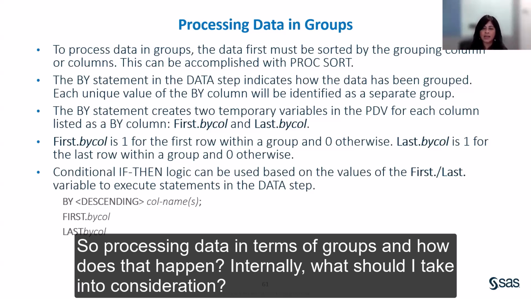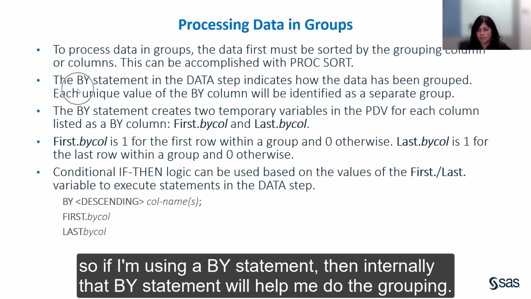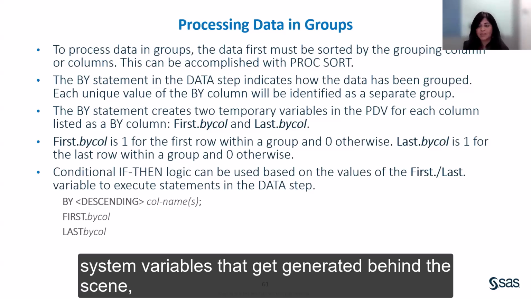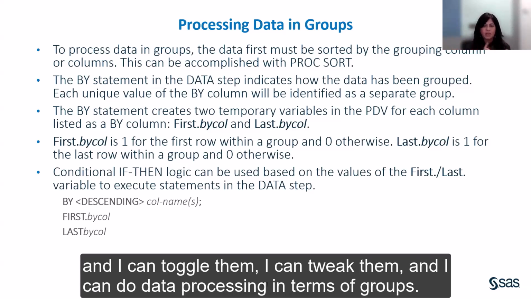And how does that happen? Internally, what should I take into consideration? So if I'm using a BY statement, then internally that BY statement will help me to do grouping. There's something called FIRST and LAST, some kind of system variables that get generated behind the scenes, and I can toggle them, I can tweak them, and I can do data processing in terms of groups.